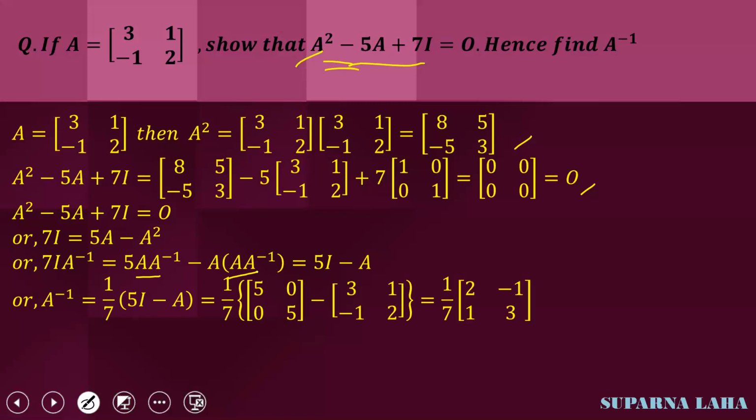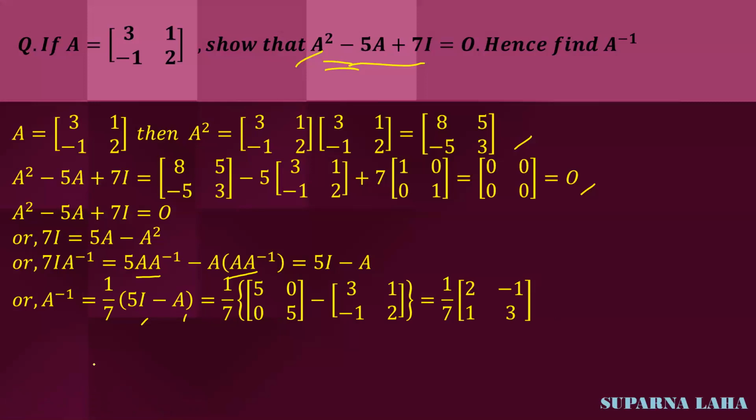And now put the value of I and A. I is what? 1, 0, 0, 1. Multiply this by 5, that is 5, 0, 0, 5. And then minus of A, that is 3, 1, minus 1, 3. And then 1 upon 7 into this. Simplify this: 5 minus 3 is 2. And then 0 minus 1 is minus 1. Then 0 minus minus is plus 1. And then 5 plus 5 minus 2 is 3. So 2, minus 1, 1, 3, and divide this matrix by 7, that is your A inverse.